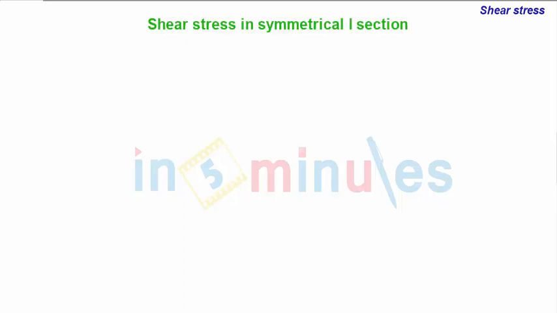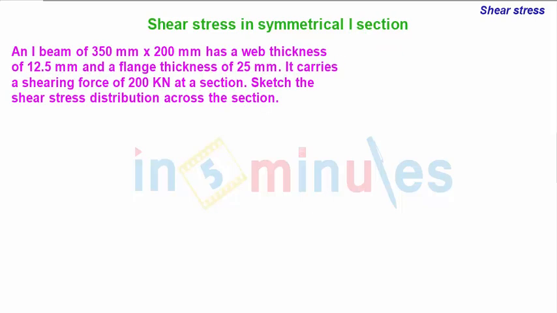We take a problem on shear stress in a symmetrical I section. The problem statement is: an I beam of 350 mm into 200 mm has a web thickness of 12.5 mm and a flange thickness of 25 mm. It carries a shearing force of 200 kN at a section. Sketch the shear stress distribution across the section.